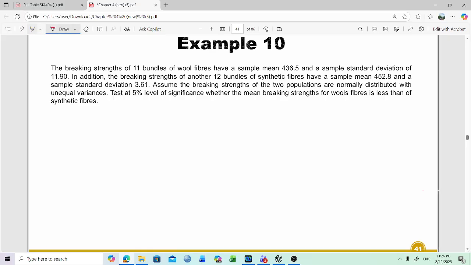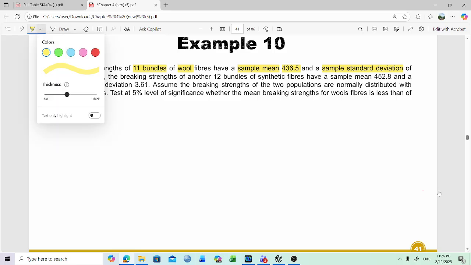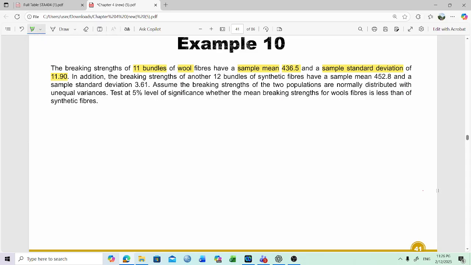Given here, 11 bundles of wool fiber, sample mean, this value, and sample standard deviation 11.9. Another 12 bundles. For this one, I'm going to use another color. Another 12 bundles, this one is for synthetic. Sample mean with this value and sample standard deviation of this value.